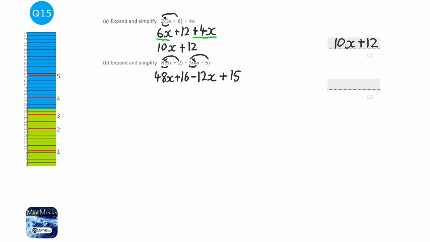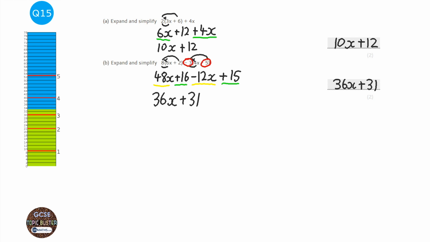Then we look for like terms, so we've got the 48x and the minus 12x, and we've got the plus 16 and the plus 15. So we want to do 48x take away 12x. If we take away 2, it's 46. If we take away 10, it's 36x. Then we want to do 16 plus 15. Well, 15 plus 15 is 30, so that's going to be 31. So the answer is going to be 36x plus 31. Now the most common mistakes are for this bit here. Sometimes students will write down negative 15.